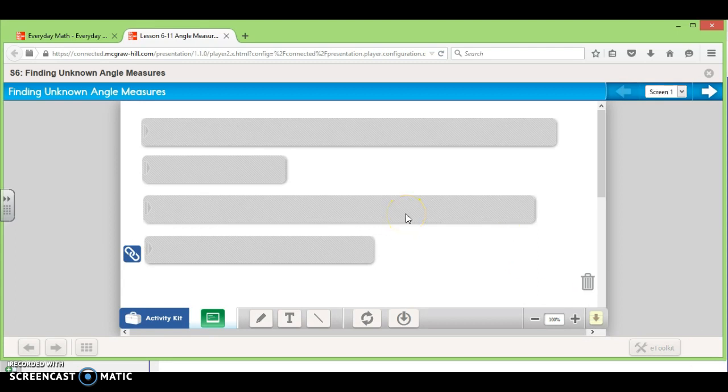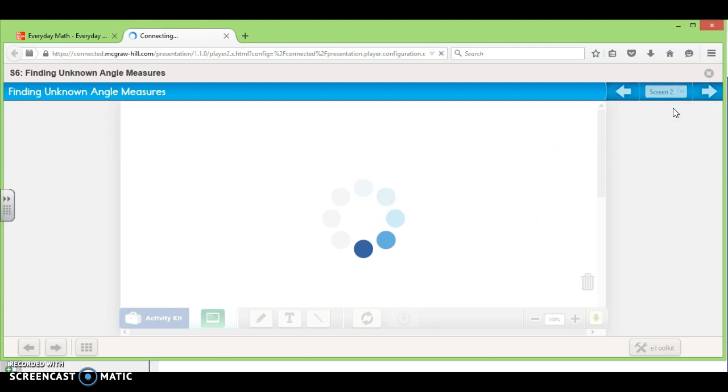Well, when the two angles add up to 90, then they're called complementary. So I thought that I had one that showed that, but apparently I do not.